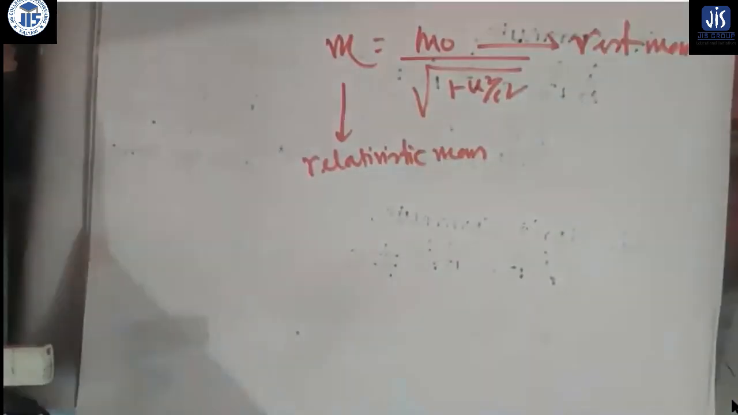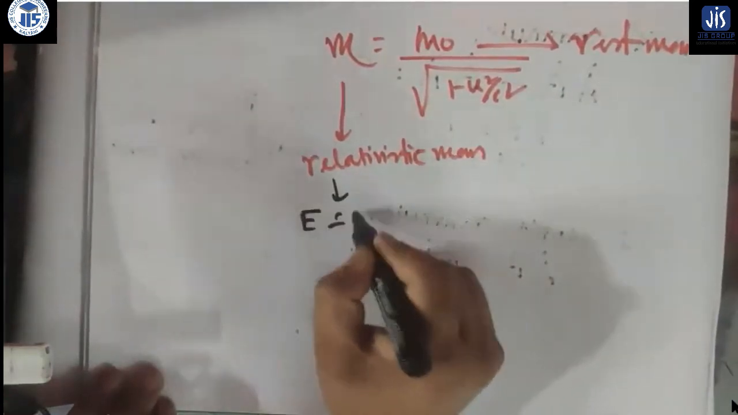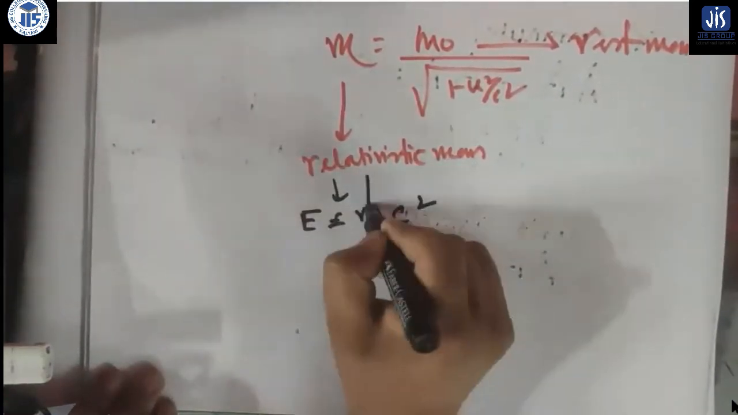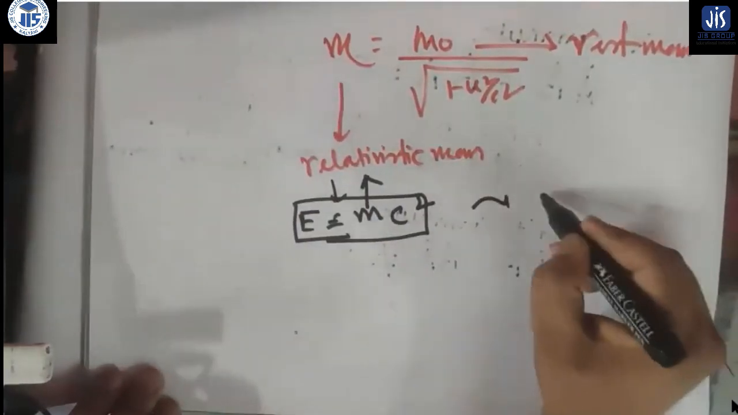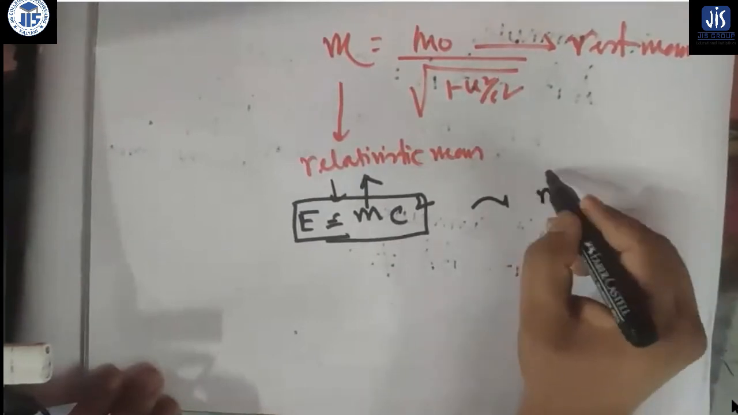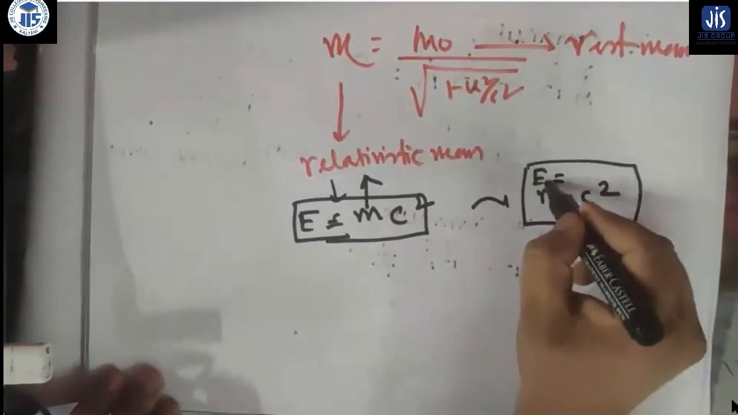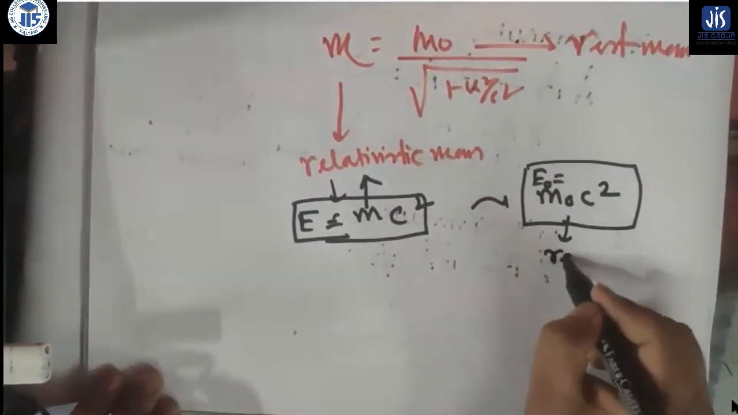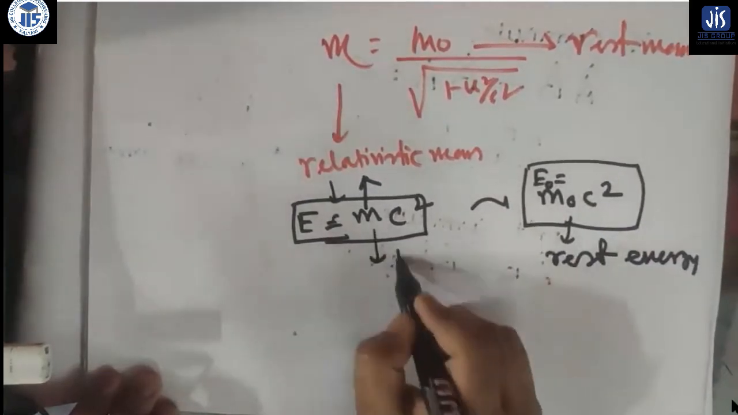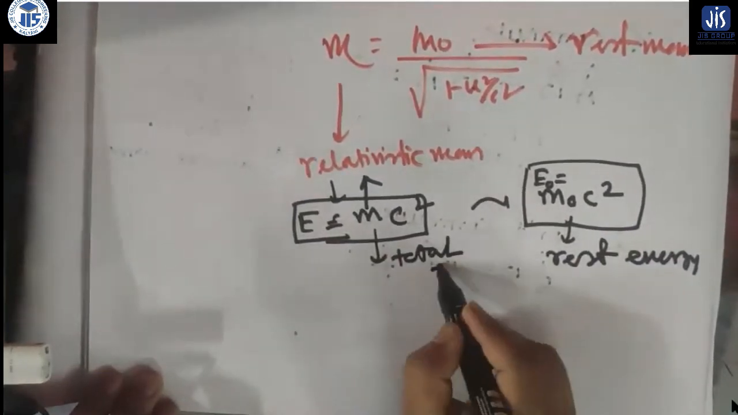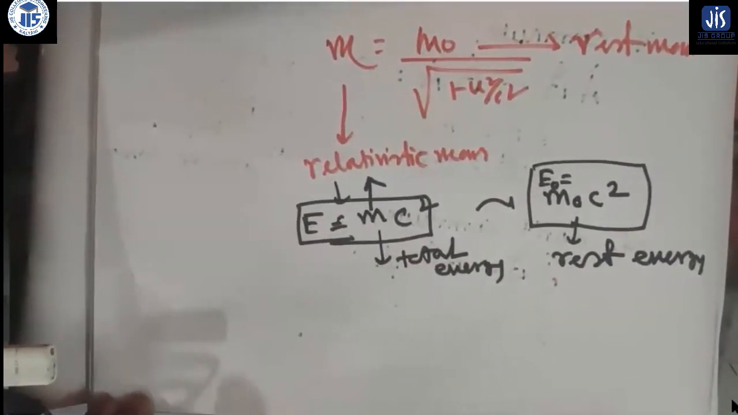Now Einstein utilized this idea to get that famous equation E is equal to mc square, where m stands for obviously the relativistic mass. And similarly, an analogous idea is that if somebody is at rest, it will also have some energy, m0 c square. You may call it E0, the rest energy. This is the famous Einstein mass-energy relationship, and this is the total energy.